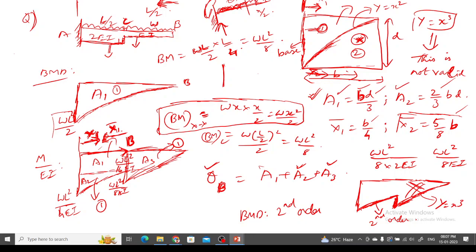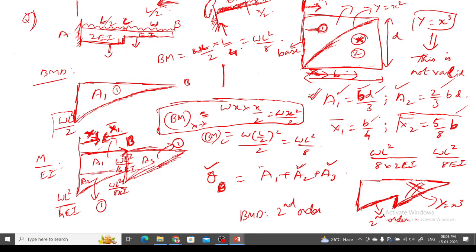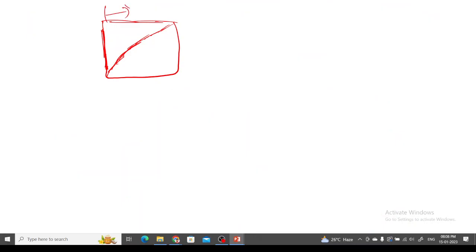Understanding, right? If you have any doubts, please let me know. Yes, the distance from the centroid point to the origin point is the x2 bar. That's the thing I want to say. What I have mentioned in this figure is a generalized case. I only have the formula for b by 4 and 5 by 8 b, which denote x1 and x2 from this left hand side. x1 is calculated from here and x2 is also calculated from here.